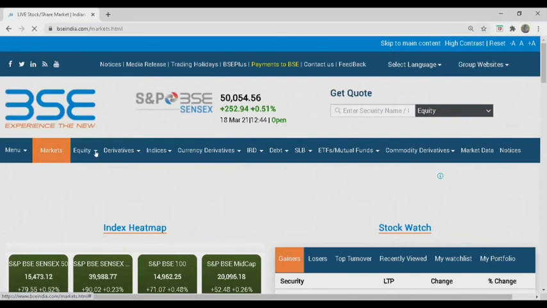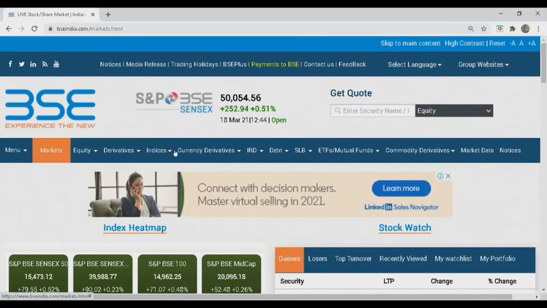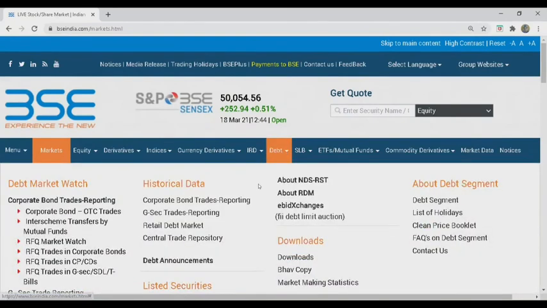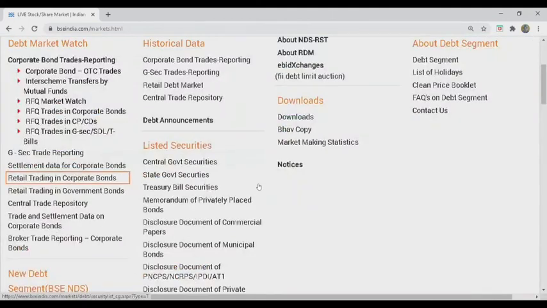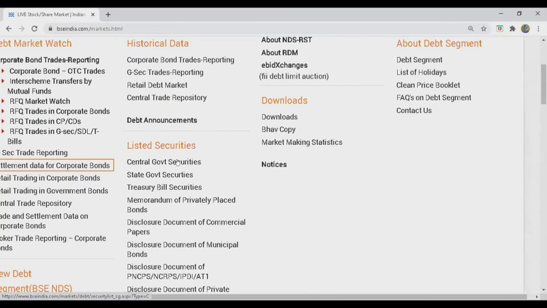As you can see here: equity, derivatives, indices, currency derivatives, IRD, debt, SLP, ETF, commodity derivatives. So many different types of products are available here, right? And if I click on this Debt, you will find a number of things like corporate bond, OTC trades, inter-scheme transfer by mutual funds, and central government securities. How about this central government securities?